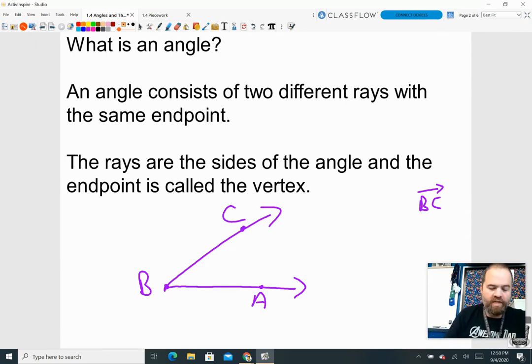The vocabulary you need to get out of this is that these rays are called the sides, and this point back here where they come together is called the vertex. You'll hear those words a lot.